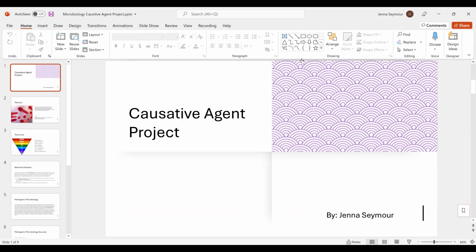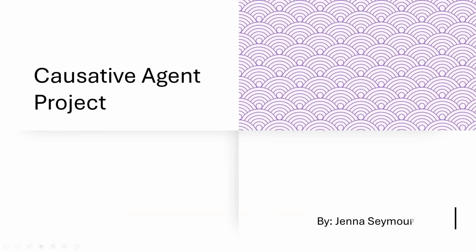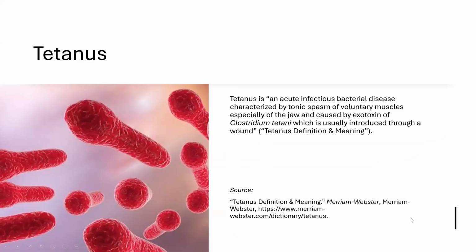Okay, so this is my causative agent project. My causative agent is tetanus. It is an acute infectious bacterial disease characterized by tonic spasm of voluntary muscles, especially of the jaw, caused by an exotoxin of Clostridium tetani, which is usually introduced through a wound.